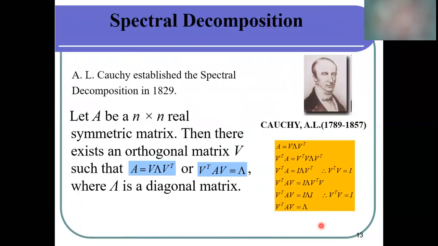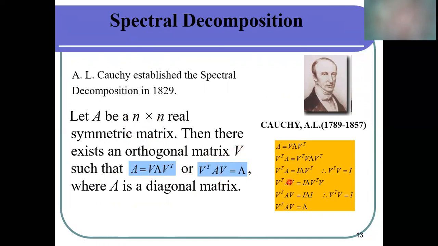Sometimes you call it the symmetrical decomposition problem by Cauchy. It was established by Cauchy in 1829. If I elaborate in another way, if we have a square matrix that is real and symmetric, it means its transpose is equivalent to itself. If a matrix is symmetrical, then A is equivalent to its transpose. Then there exists an orthogonal matrix V such that A is equivalent to the orthogonal matrix into the diagonal matrix and the transpose of the orthogonal matrix, or V transpose A V is equal to the diagonal matrix.